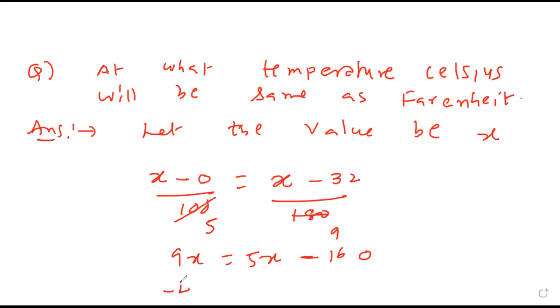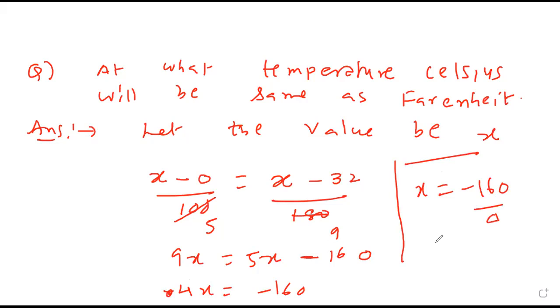So it will become minus 4x equal to minus 160. Therefore, plus 4x, so x equal to minus 160 upon 4. That means minus 40 degrees Celsius is the same as minus 40 Fahrenheit. Both are the same at that value, 40, 40. Just copy this sum. They can ask you this in the exam.